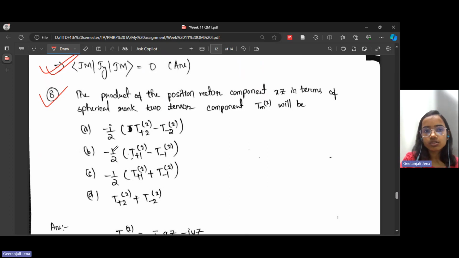So let me read out the question for you. This question seems tricky, but it's easy. If you know the basic definition, then you can easily solve this problem. Okay, so let me read it out.